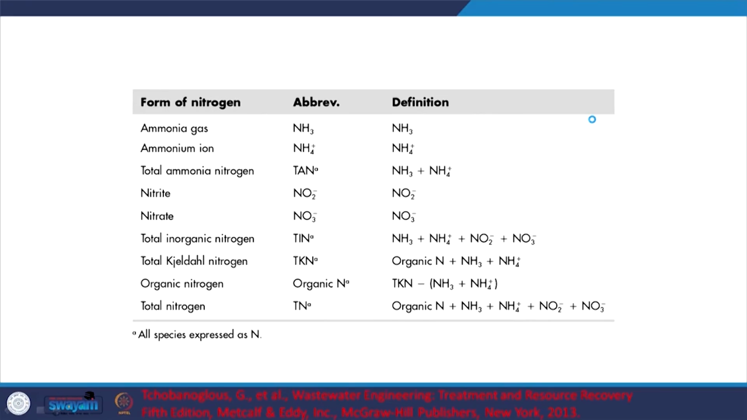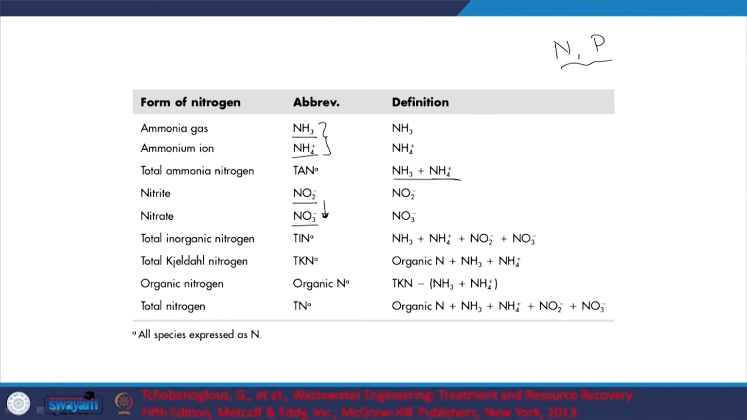Let me not spend too much time, but we are talking about measuring nitrogen and phosphorus in the wastewater, because I want to remove them depending upon their concentrations. Firstly, I need to know in what forms nitrogen is present in my wastewater. NH3 or NH4 plus, ammonia gas or the ammonium ion, that is one aspect. Total ammonia nitrogen is nothing but the sum. The oxidized forms of nitrogen are nitrite and nitrate. Typically nitrite is unstable, and it usually oxidizes to nitrate.